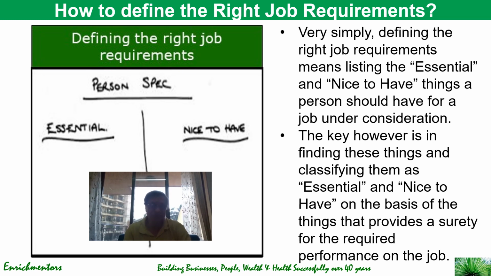And it basically, as you see on the left hand side, consists of things that are essential and things that are nice to have. So very simply, defining this means listing the essential and nice things to have for a person to do the job under consideration. The key is, however, to find these things and classify them as essential and nice to have on the basis of the things that will ensure that the person turns out the required performance. So the two things in this: one is to find out what are the things, and then to rightly classify.